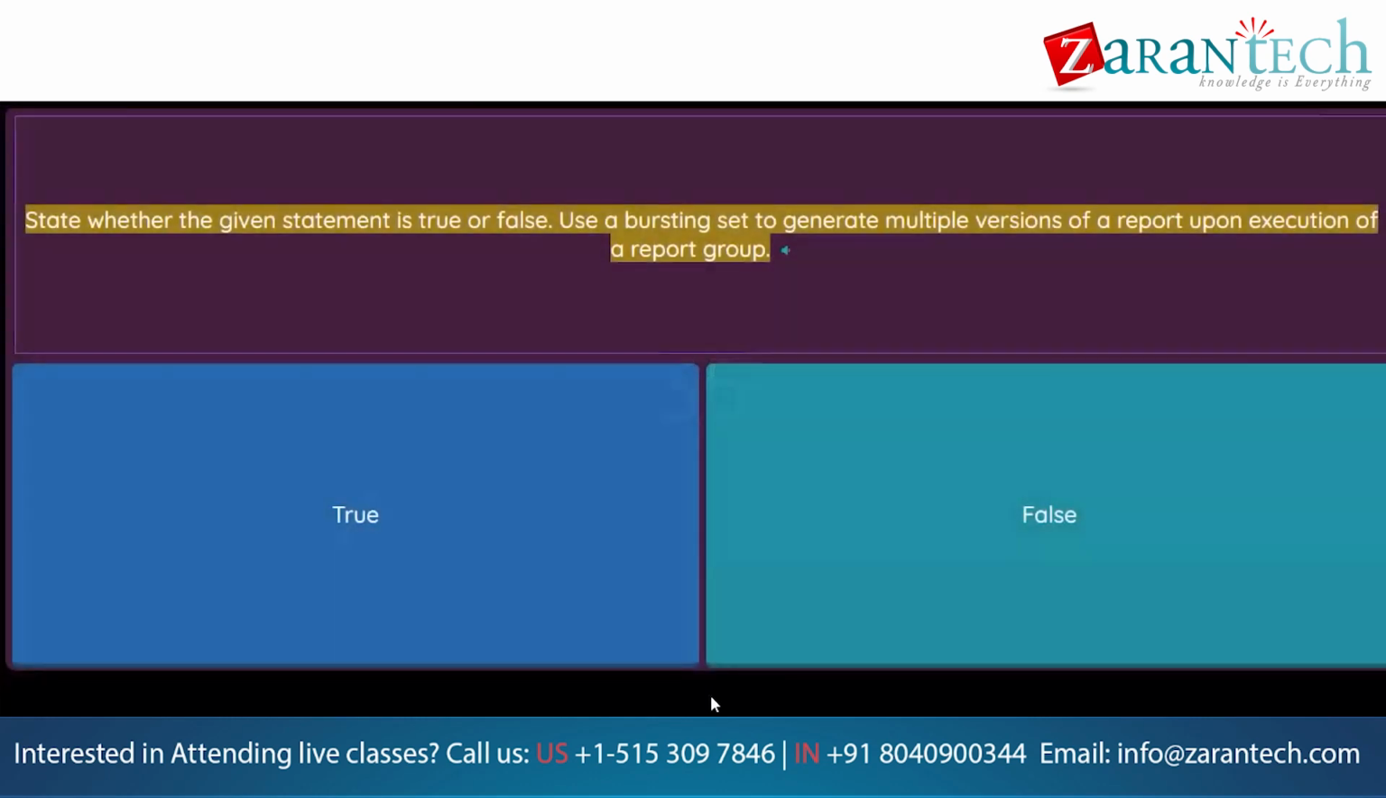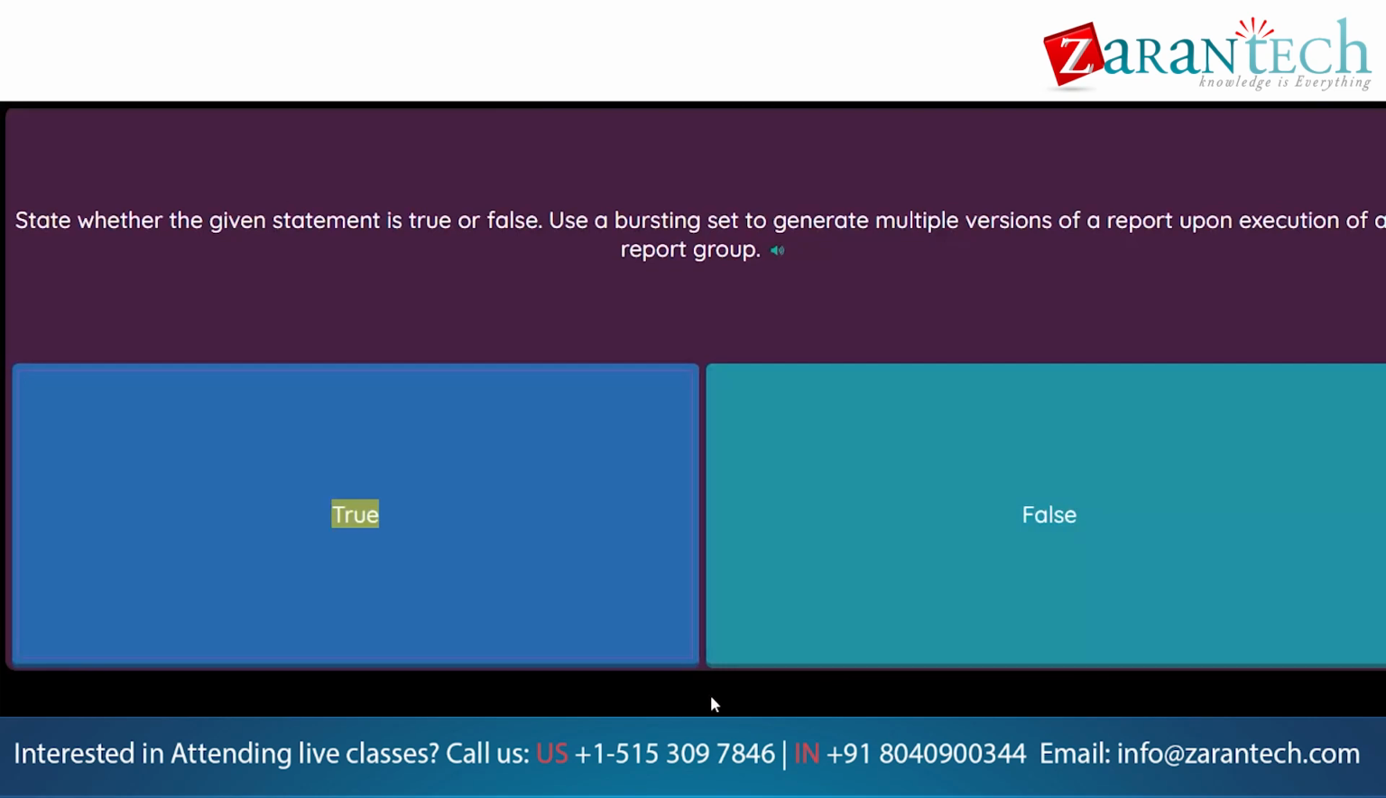Question, state whether the given statement is true or false. Use a bursting set to generate multiple versions of a report upon execution of a report group. Option 1, true. Option 2, false.